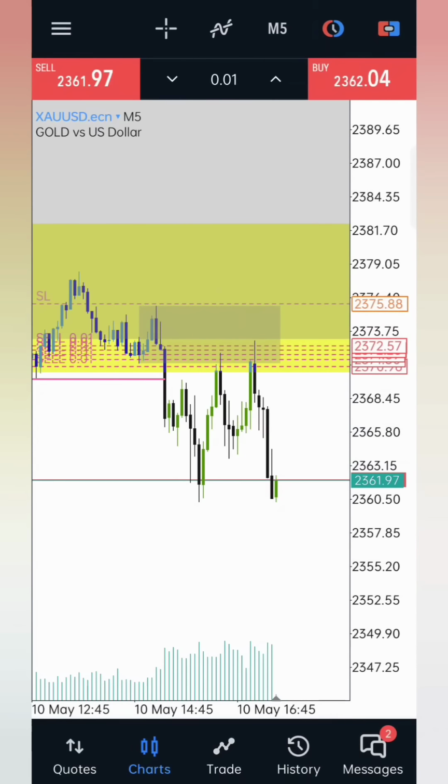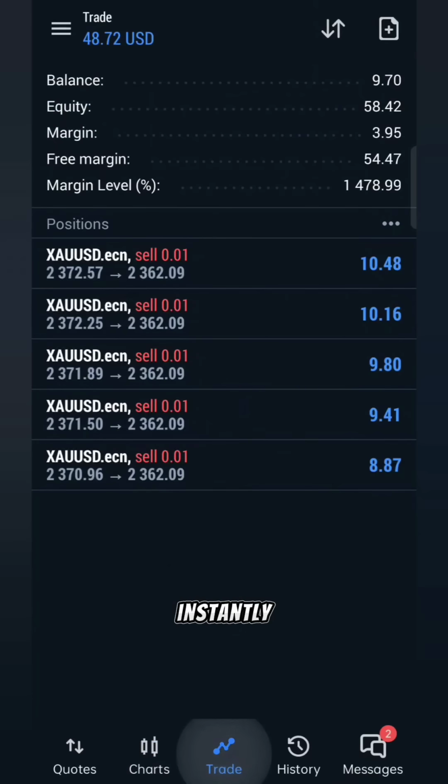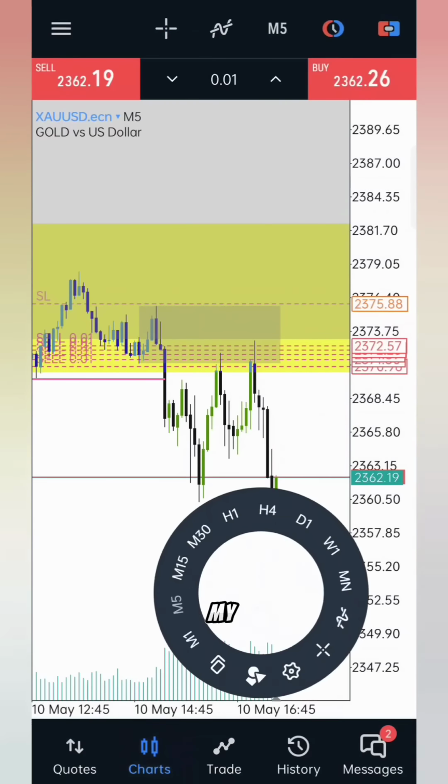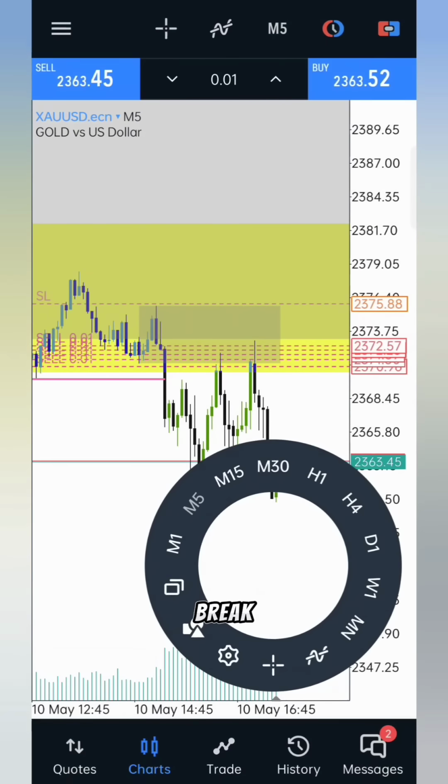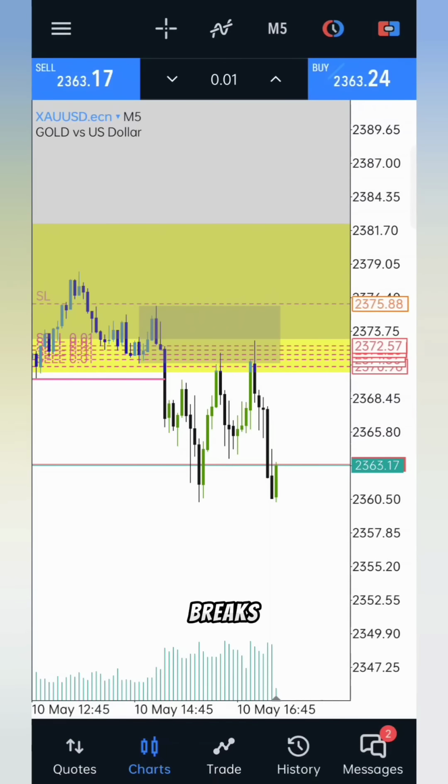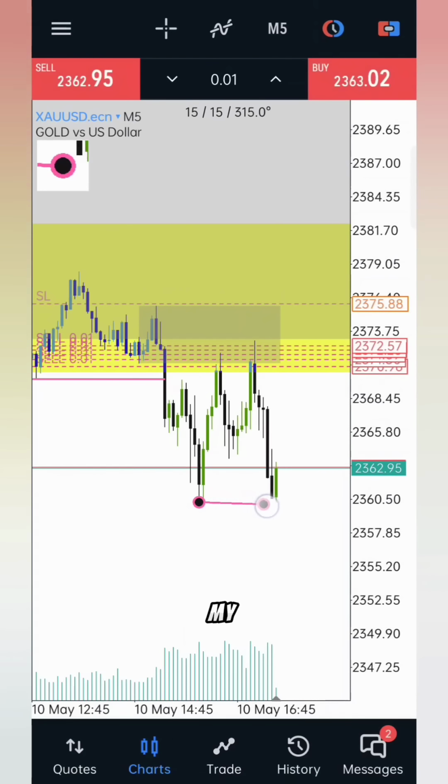A few moments later. As you can see here, the market filled all of my pending sell orders and instantly fell to the most recent lower low, but it did not break the lower low. So, I won't close all of my orders. Instead, I'll wait for the price to break the lower low and generate a break of structure. If the price breaks the lower low, then I will enter my positions from the newly formed supply zone.